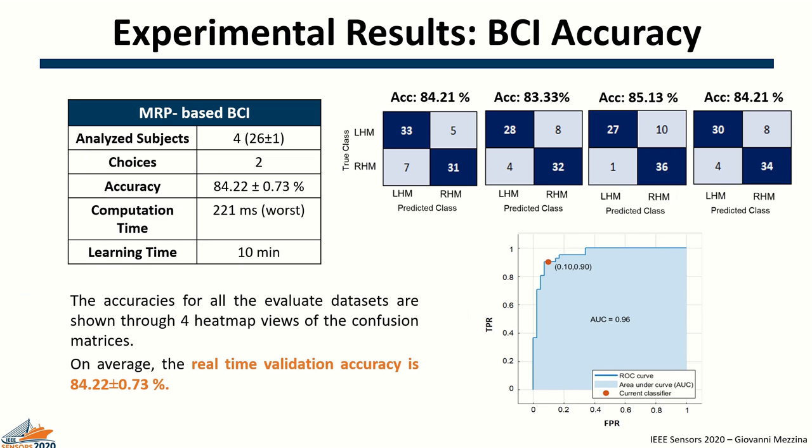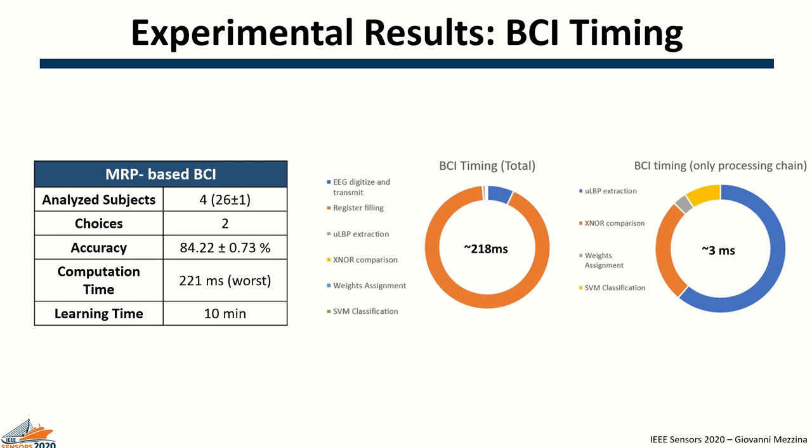The BCI proposed here has been tested on 4 healthy subjects from our institution. It showed an overall accuracy of 84% over 2 choices. The 4 heat maps on the top right of the slide show the confusion matrices for each analyzed subject, while the area under curve graph on the bottom right refers to the SVM trained only for subject 2.